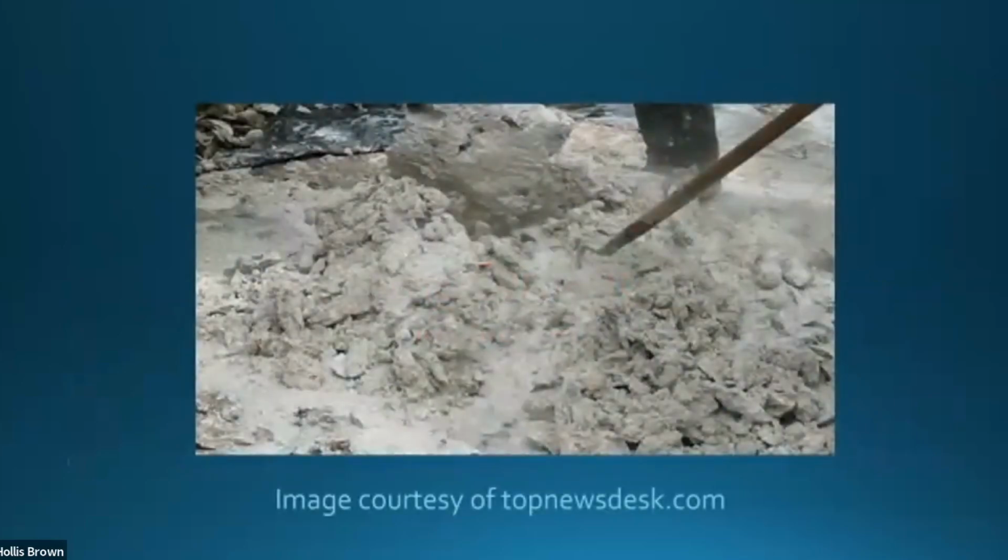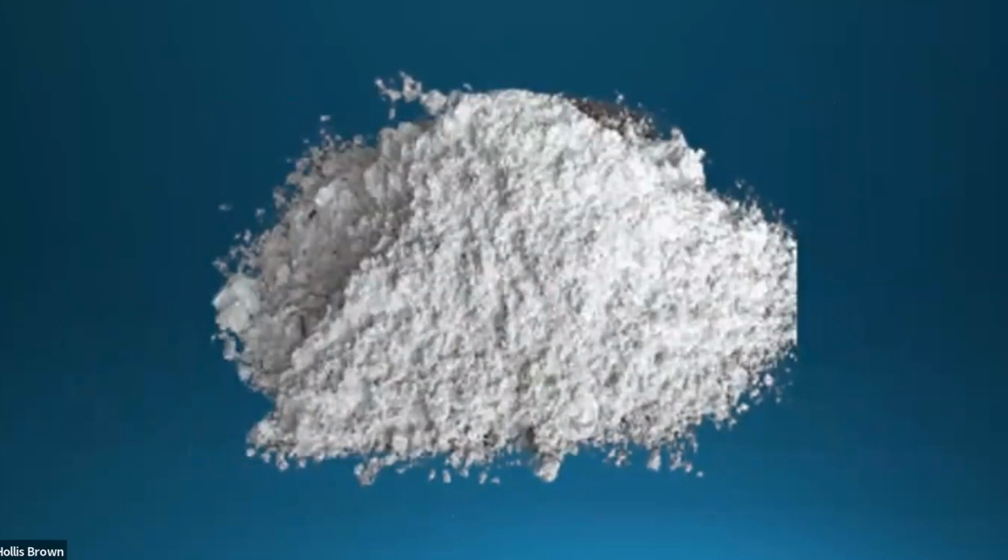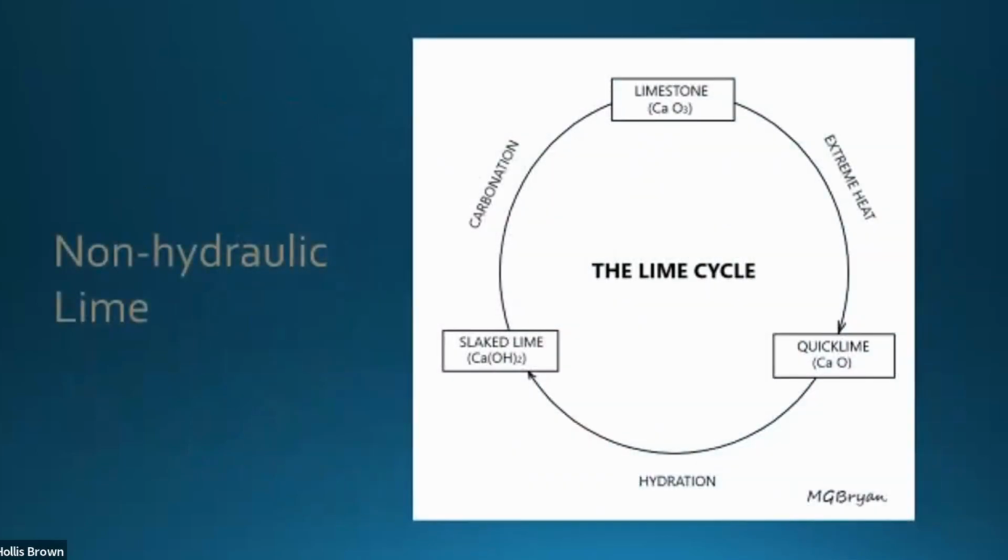So lime cement is, of course, made from lime, which is limestone or shells. Actually that's a redundant statement, because limestone is coral and shells that have become sedimentary rock, or limestone. This is hydrated lime, or what's called calcium hydroxide. And this is the lime cycle. So we're going to go through this really quickly just to make sure you understand it.